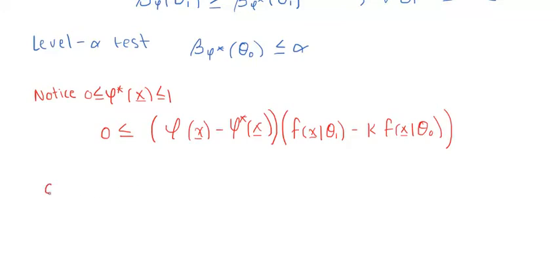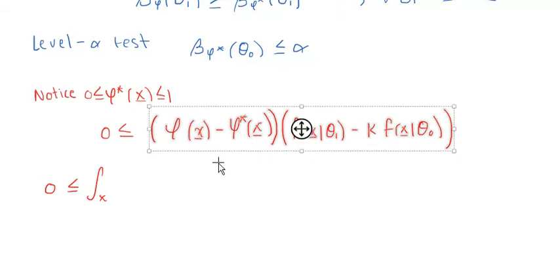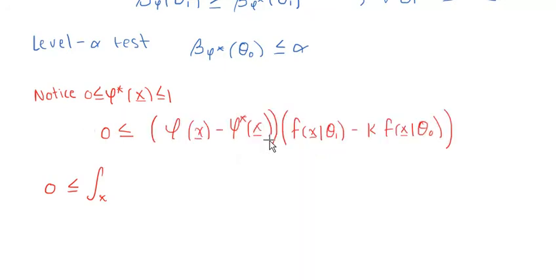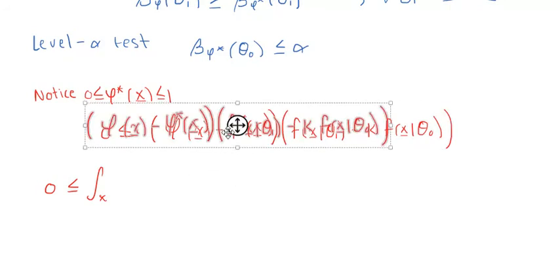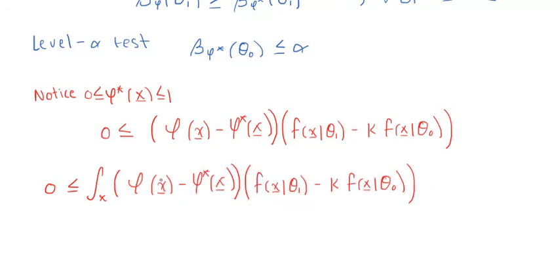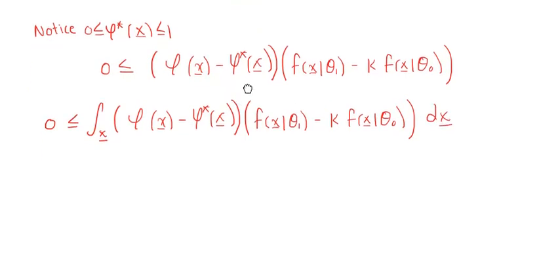From that, we can see that the integral over all of x for this, just go ahead and copy paste. That integral is also always going to be positive. Now this is the integral over all values of x. Oh, it's really a gigantic integral, but we're going to simplify it this way.